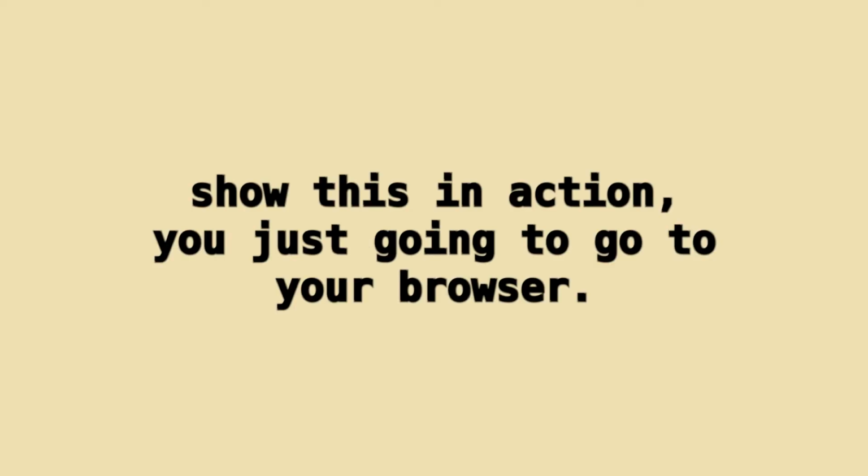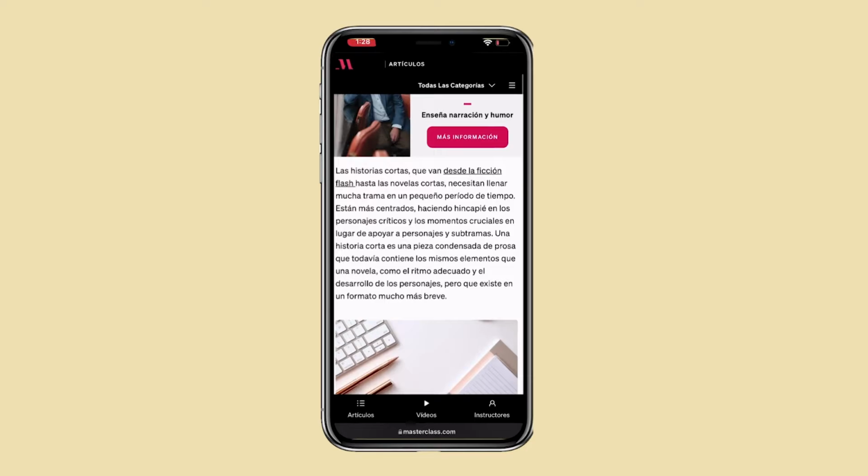Now to show this in action, you're just gonna go to your browser. I'm using Safari. I just picked a random article and I already translated it from English to Spanish. So then I'm gonna select the text that I want to be spoken, and then you'll be given the options to speak. So you're gonna click on speak, and then it'll say the text that you selected.